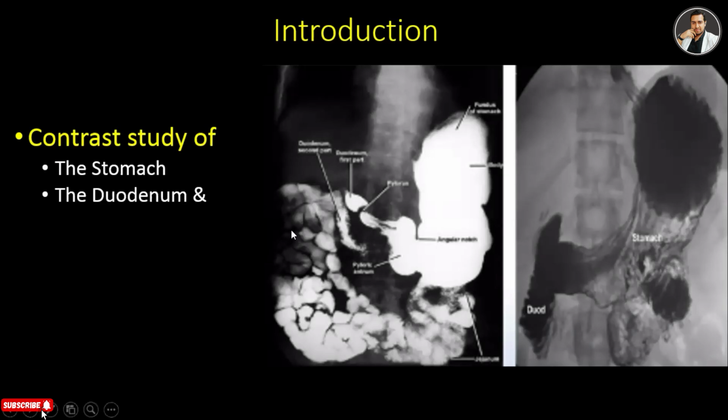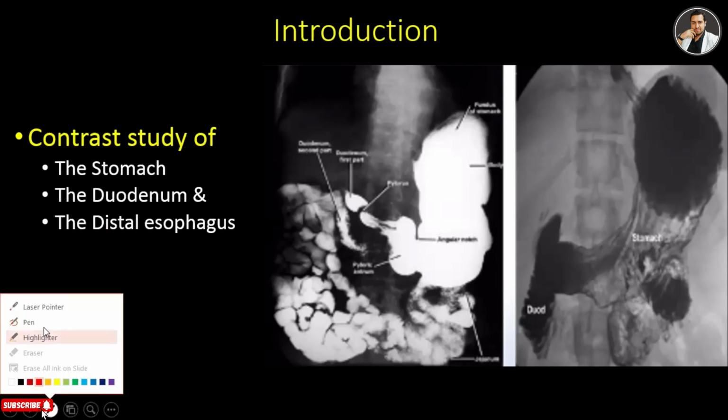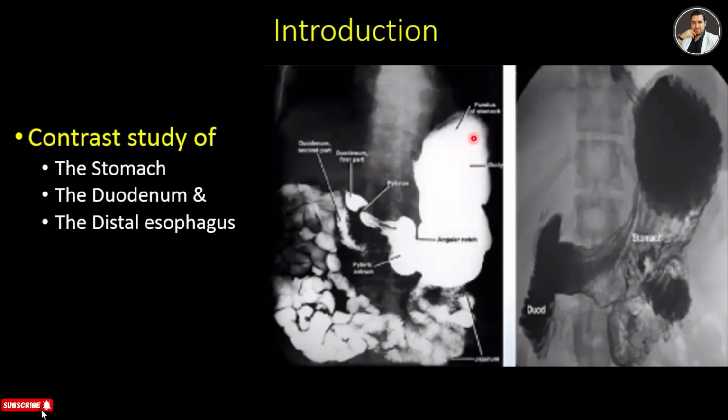So here you can see two images. One is filled with contrast. The stomach is filled with contrast and also the small intestine. So it's a diagram of barium meal and follow through.